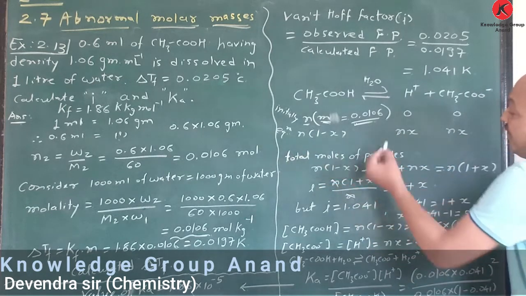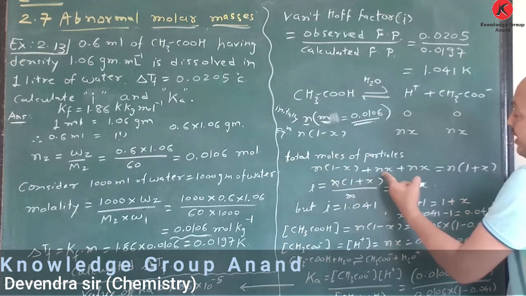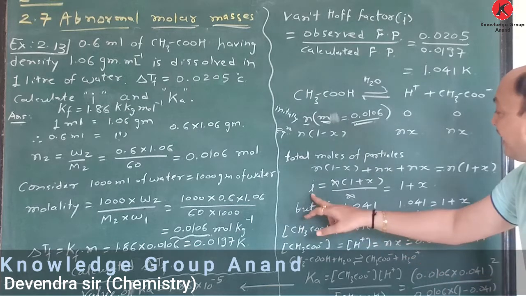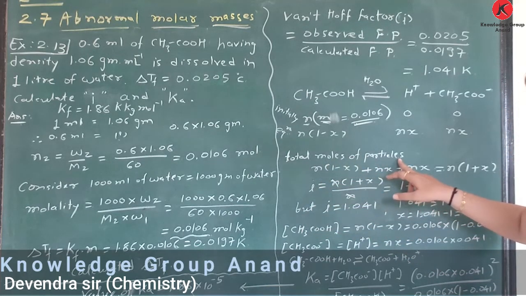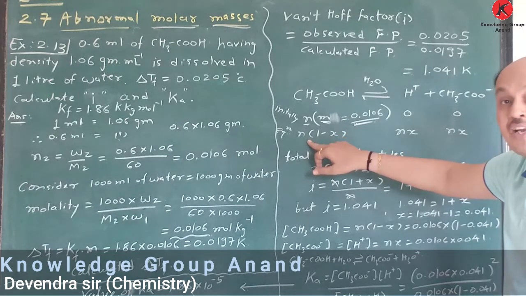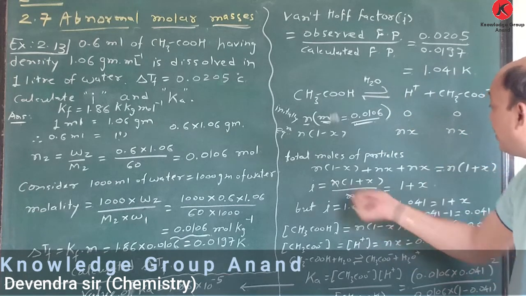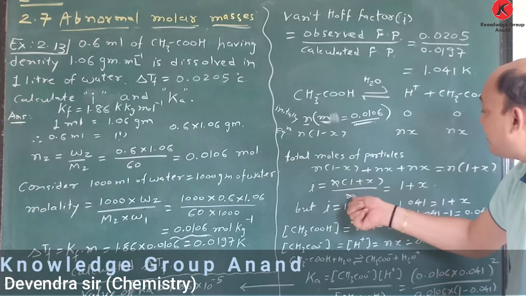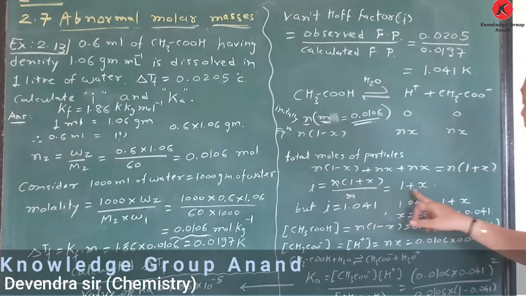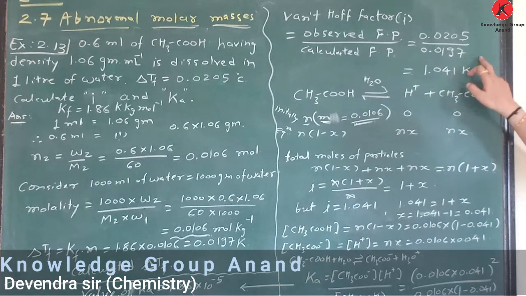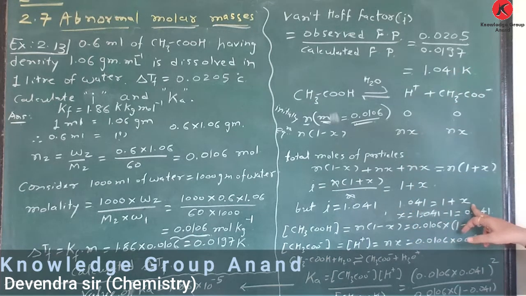So the total number of moles at equilibrium is N into 1 minus x plus Nx, which is equal to N into 1 plus x. So what is the value of i? i is equal to total moles of particles after dissociation divided by total number of particles before dissociation. So i is equal to N into 1 plus x divided by N. N cancels out, so you get 1 plus x. Here i is equal to 1.041, which we calculated already. So 1.041 is equal to 1 plus x. So the value of x is 1.041 minus 1, which is 0.041.